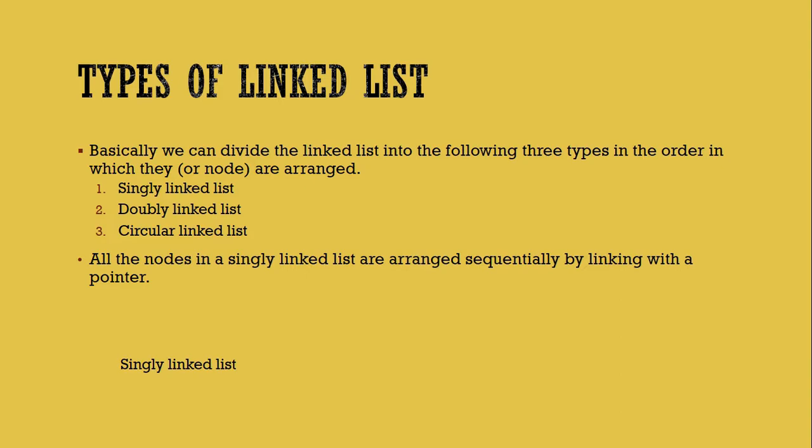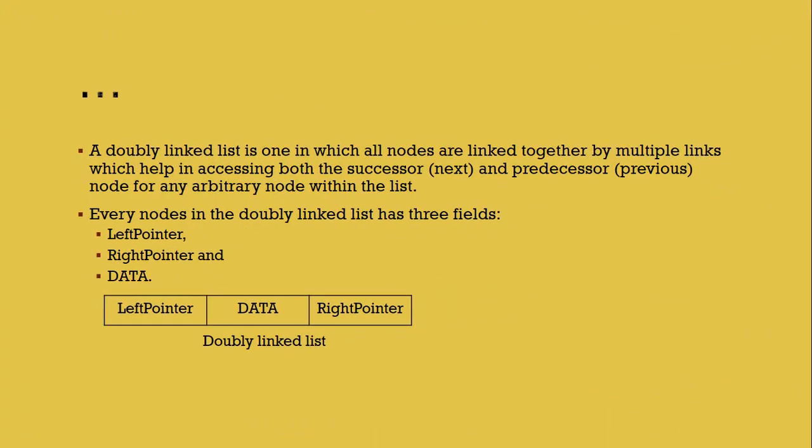These are the basic operations which can be performed for linked lists. Based on arrangement of data items, linked lists are categorized in three divisions: singly linked list, doubly linked list, and circular linked list. All the nodes in a single linked list are arranged sequentially by linking with a pointer. We have a start pointer pointing to the first node, pointing to next node, the last node is determined by storing null pointer in its link field.